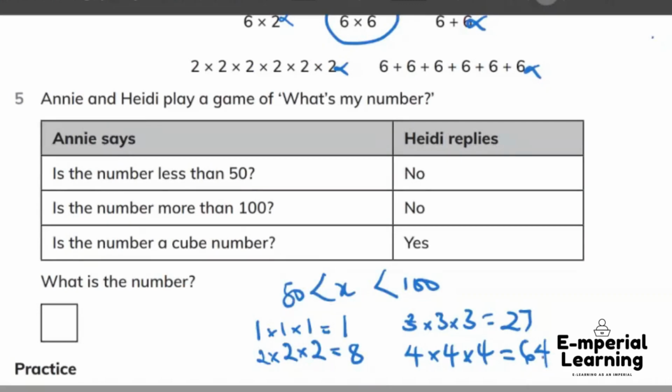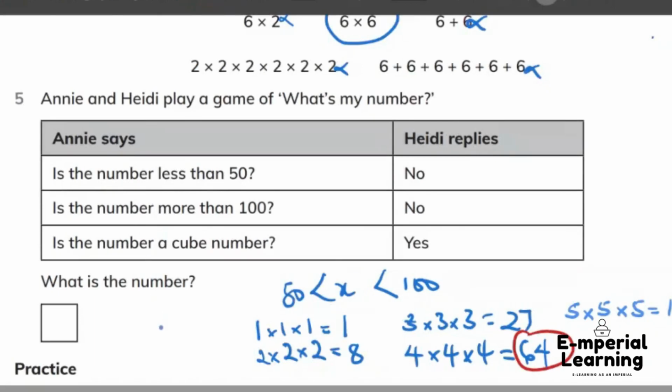Okay, this looks like something that could be our answer, but let's try 5 because we want to be very sure we are on track. 5 times 5 times 5. 5 times 5 is 25, times 5 is 125. Now 125 is obviously more than 100, and so this is also not in the range of our answer. But what we are sure is in the range of our answer is 64.